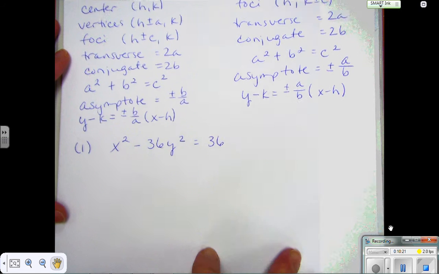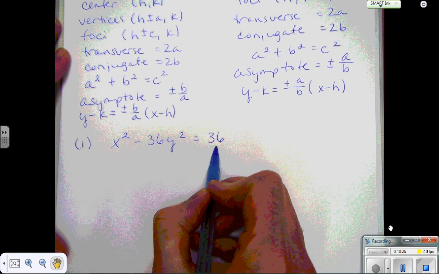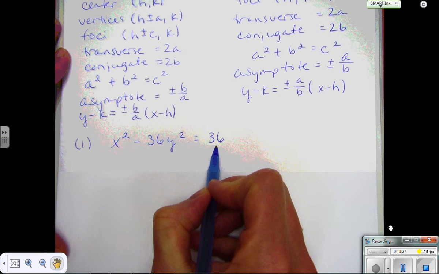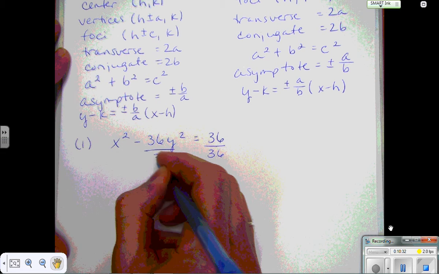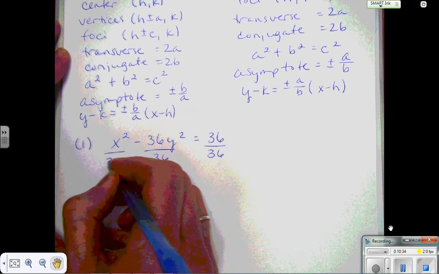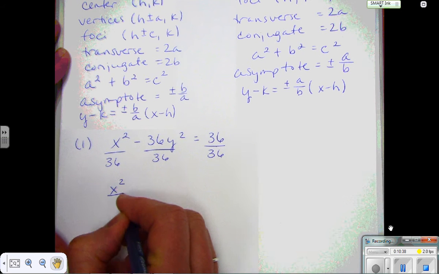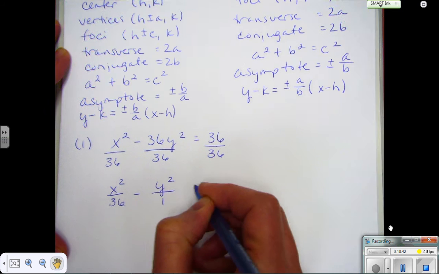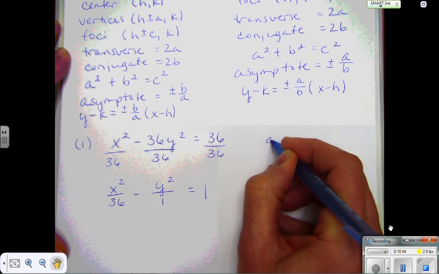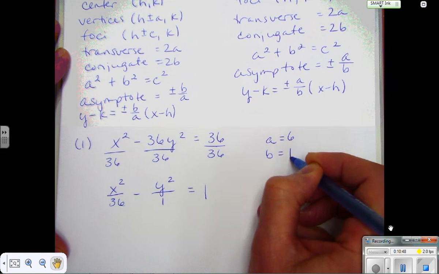The only thing you need to do to get this in standard form is set it equal to 1. So that means I need to divide everything by whatever the number is over here. In this case, it's 36. So I've got to divide everything in the equation by 36. And I wind up with x squared over 36 minus y squared over 1 equals 1. Okay, that gives you a is 6 and b is 1.